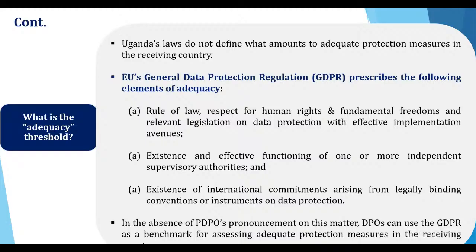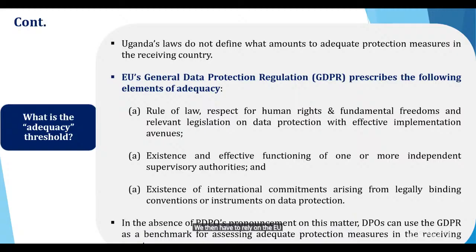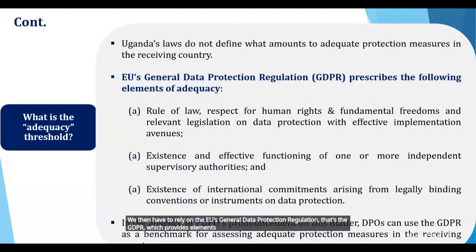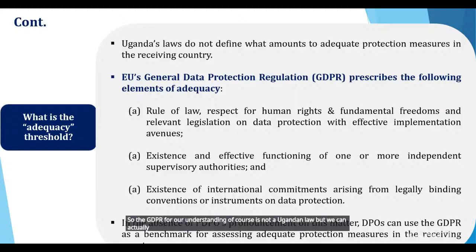So, just to dig deeper into the adequacy threshold, having seen that our laws do not define what amounts to adequate protection measures, we then have to rely on the EU's General Data Protection Regulation, that's the GDPR, which provides elements of adequacy. The GDPR, of course, is not a Ugandan law, but we can draw best practices from it because it has inspired the way most countries have drafted their privacy laws. So in the GDPR, there are 3 elements.